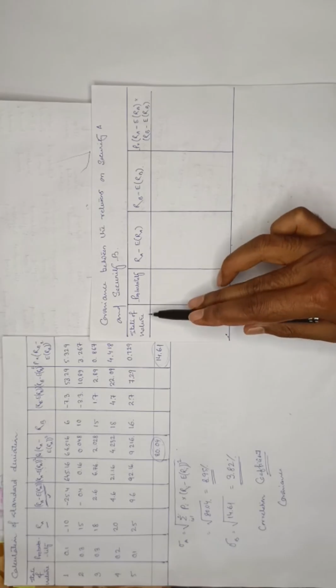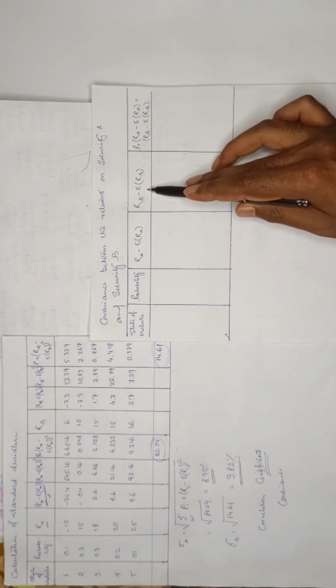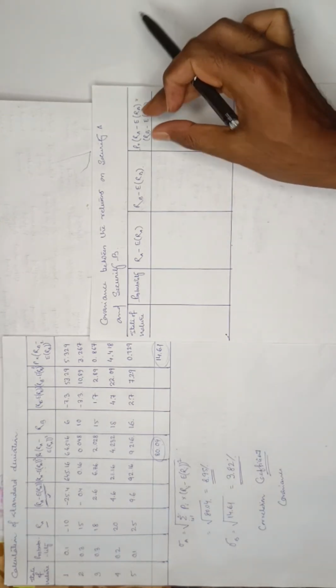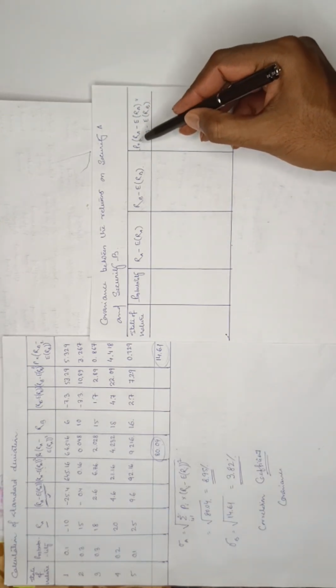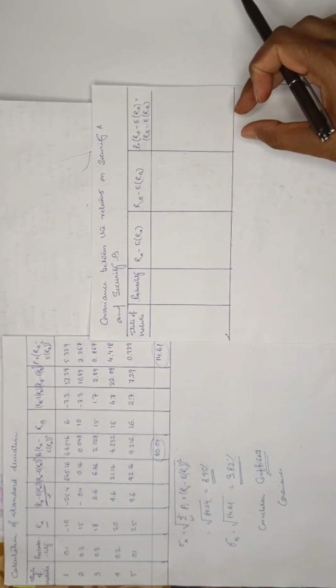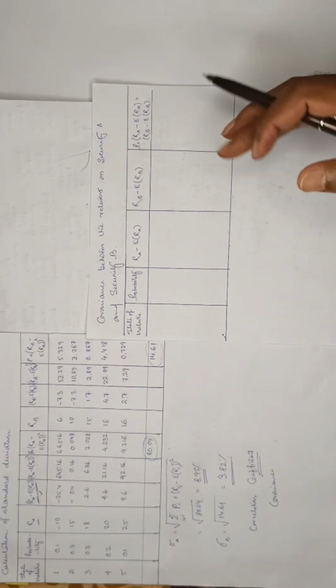See here, the state of the nature, the probability, the deviation of the return of asset A, and the deviation of the return of asset B. If I multiply the product of these along with the probability, I will get the covariance. So I won't make you wait. Let me calculate this covariance.